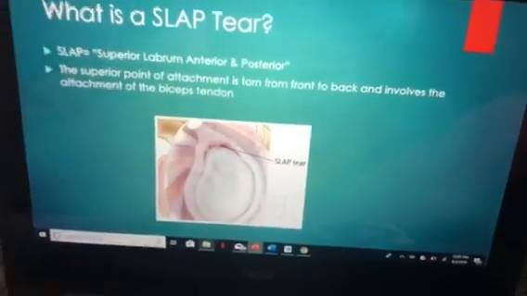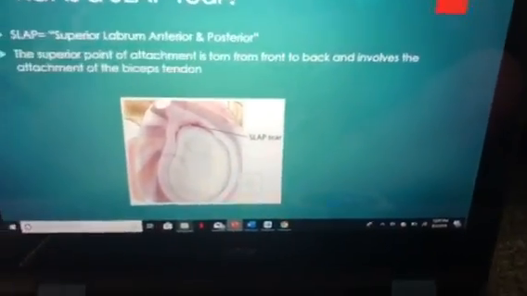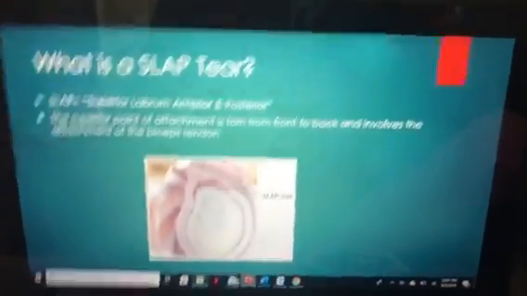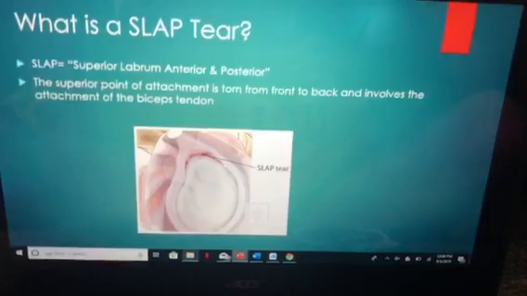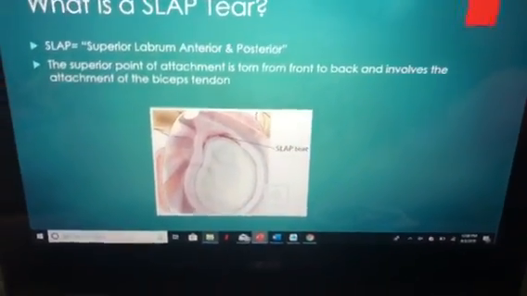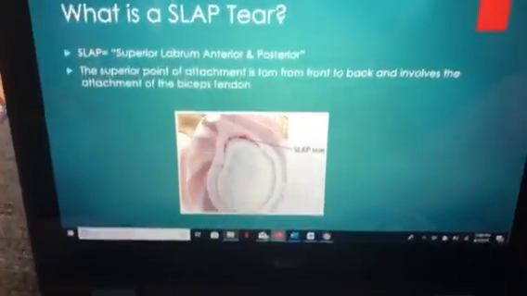A SLAP tear stands for superior labrum anterior and posterior. So basically the superior portion of the labrum is torn in the anterior and posterior aspects, and a lot of times it also involves the attachment of the biceps tendon itself.